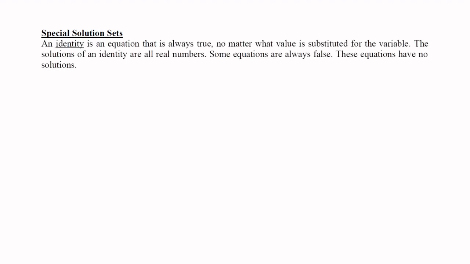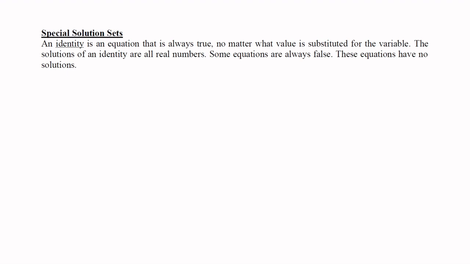So far, all the equations we've solved have had some solution for the variable. But what happens if the variables go away? Well, that gives us what's called special solution sets. And to understand special solution sets, we need to first talk about identities. An identity is an equation that is always true, no matter what value is substituted for the variable. The solutions of an identity are all real numbers.